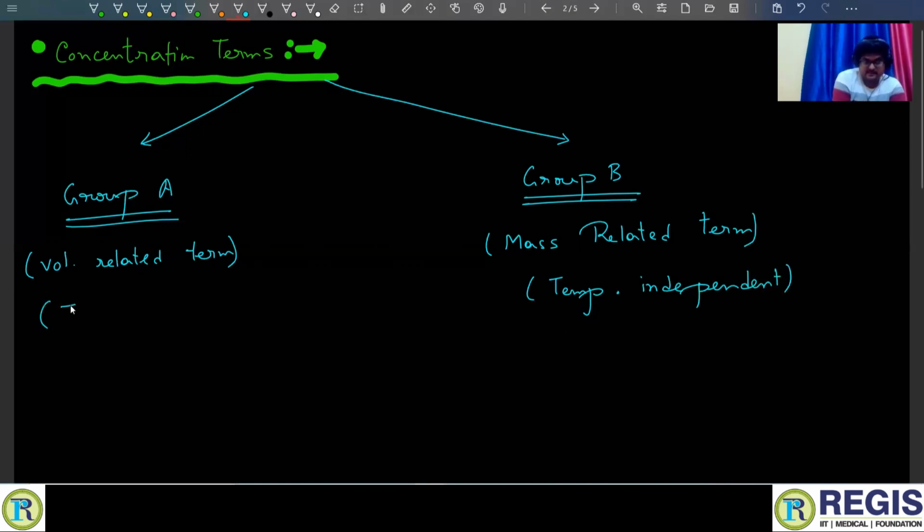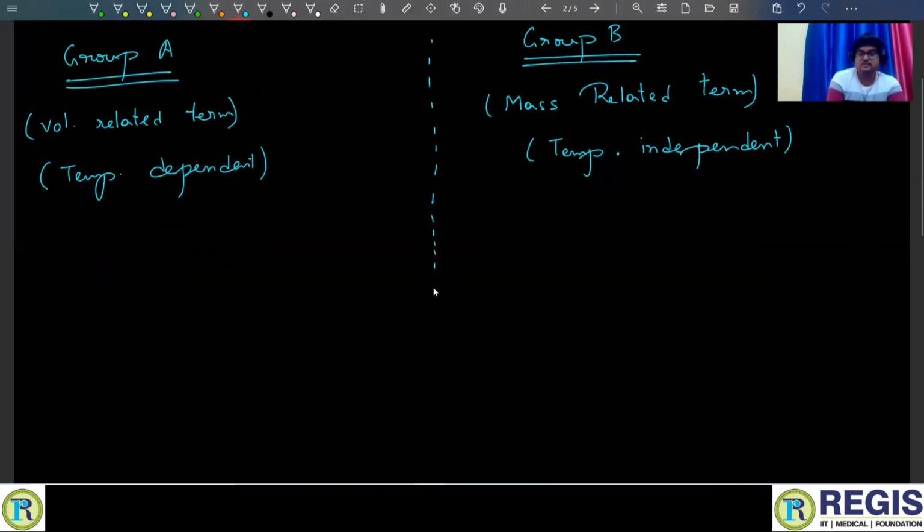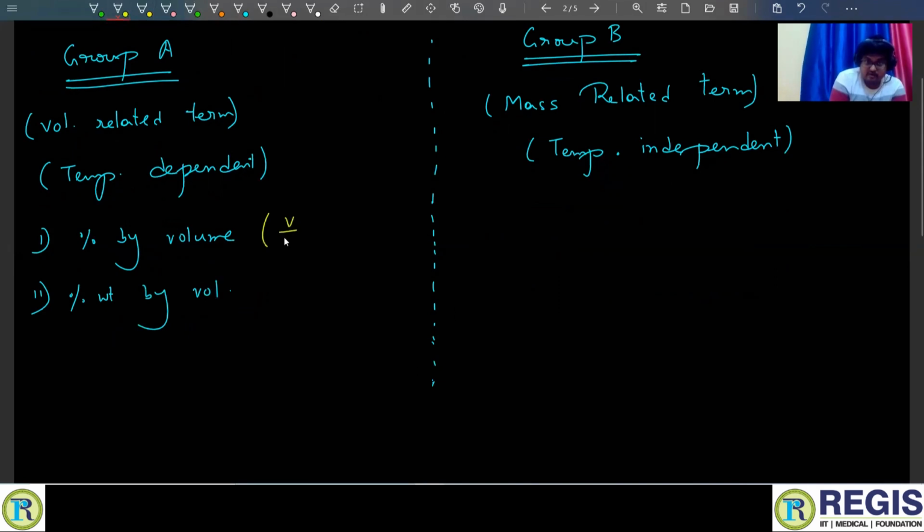TMP represent temperature, here temperature dependent term. Okay. Now, if you go for the brief classification, which part under group A, which part under group B, how can you write? First part, we can write percent by volume. Second, percent weight by volume. That means first one you can write this way, volume by volume percentage. In this case, you can write weight by volume percentage.